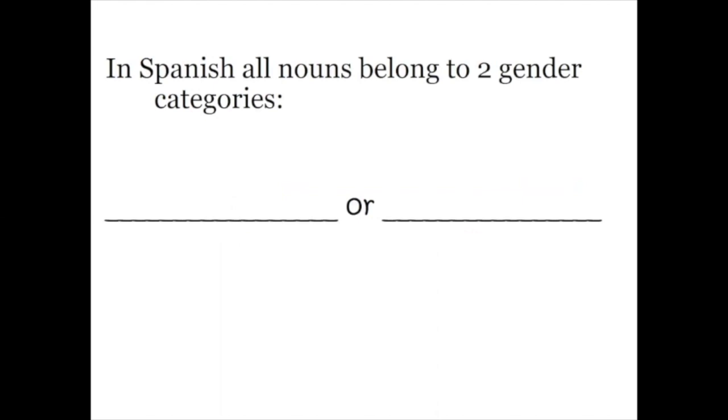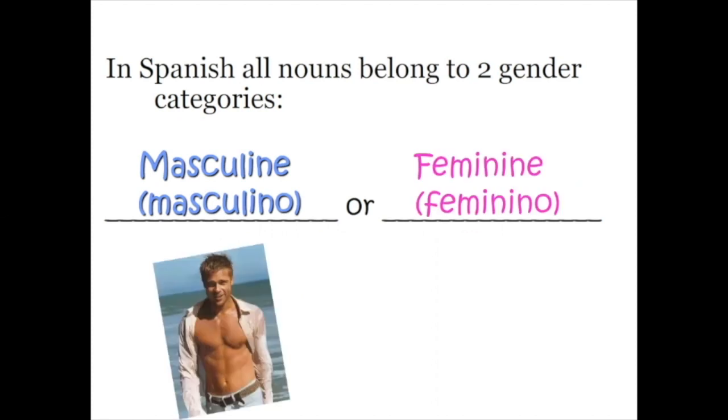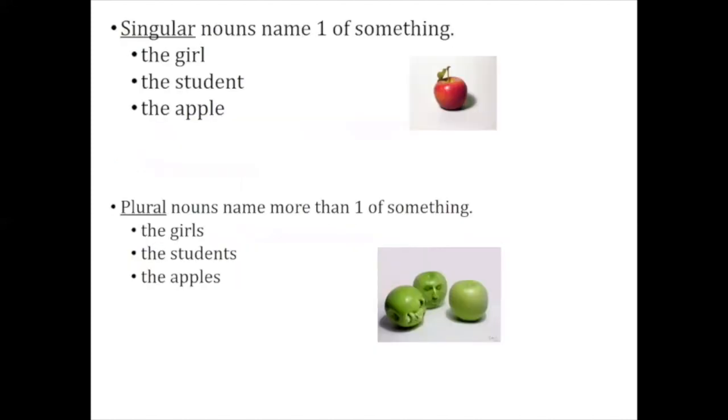In Spanish, all nouns belong to two gender categories. It's either going to be masculine or feminine, masculino o femenino. Masculine nouns usually end in O. Ejemplo, el helado. Feminine nouns usually end in A. Ejemplo, la fruta. Singular nouns name one of something.